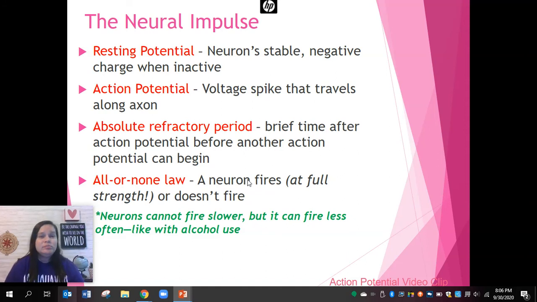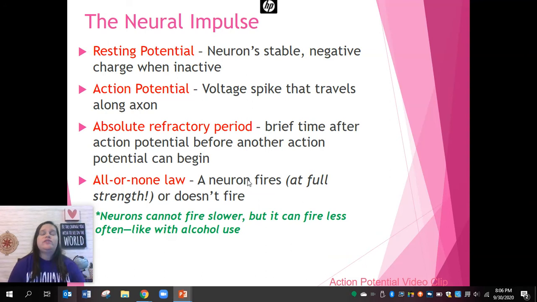When it receives a message from a sending neuron, it causes a voltage spike in the nucleus, and that creates an action potential that's going to travel along the axon. And it's going to fire. So the neuron fires. When we say the neuron's firing, it is having an action potential.